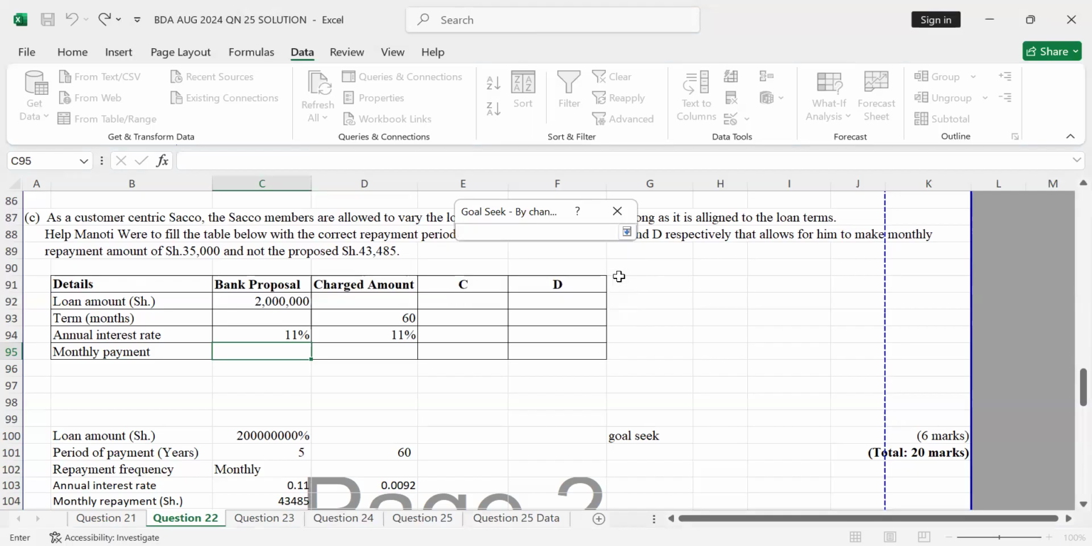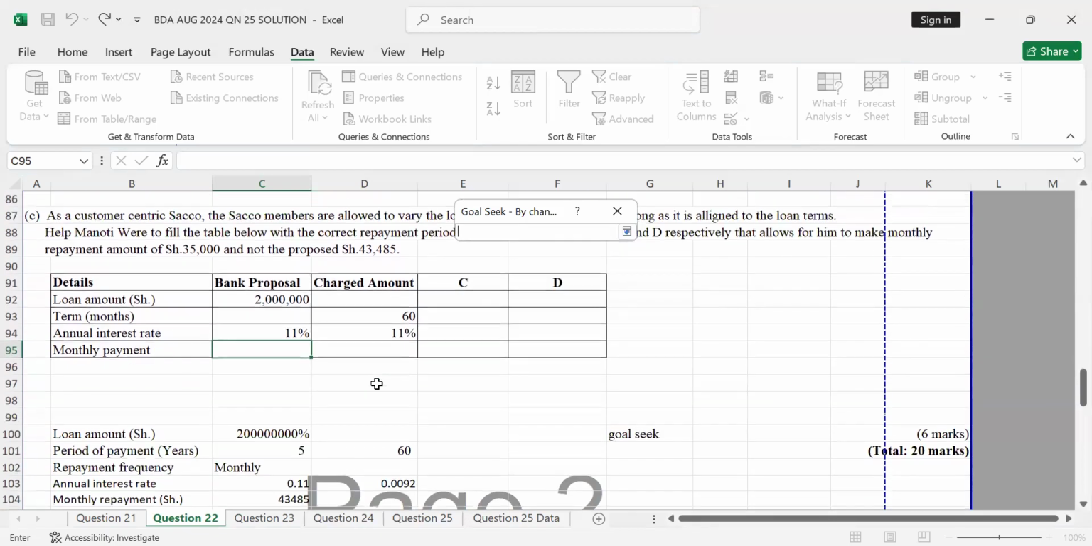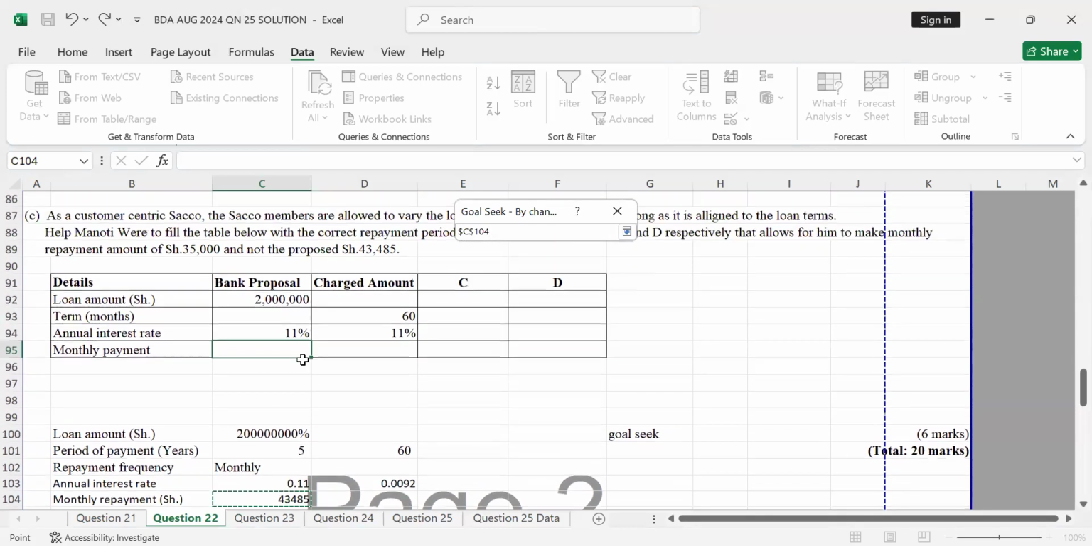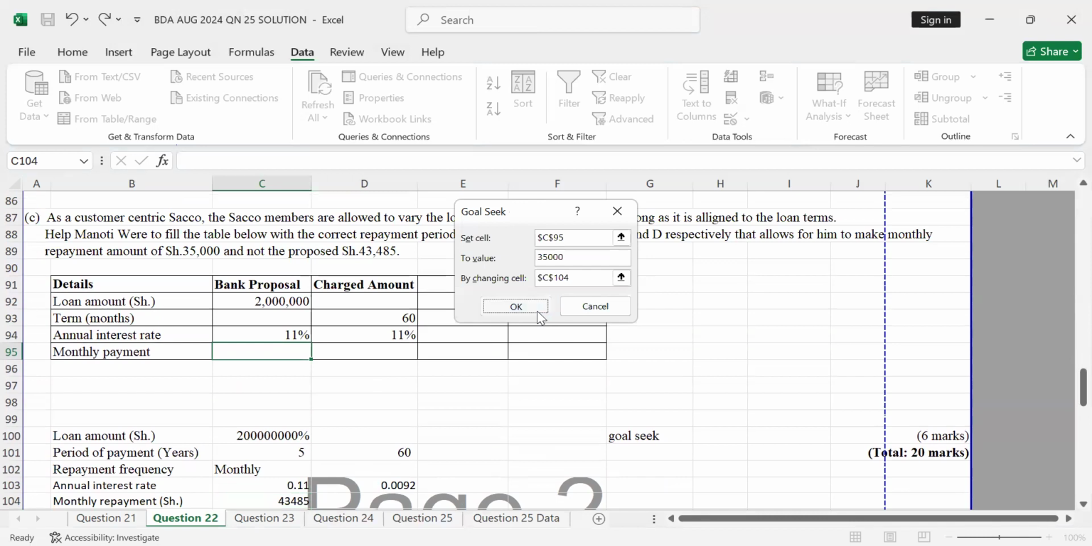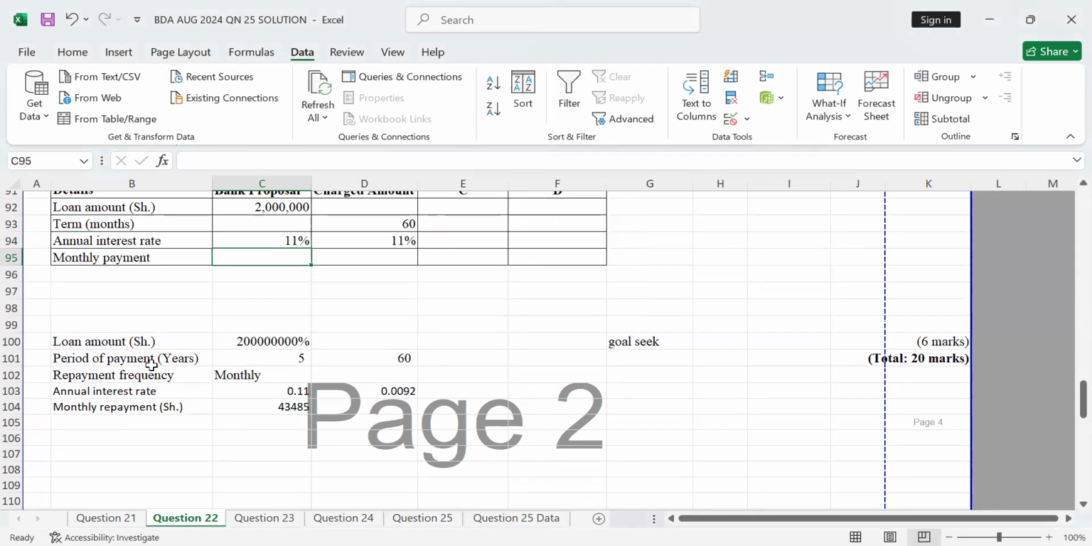Yes, 35,000. And this is by changing which cell? Fanya vizuri. Sorry. By changing this one, instead of it being 45 to be 35, that way. And then you say, oh yeah, I did a mistake here. It should be, oh, there is some mistake I've done. Let me change on that a little bit.